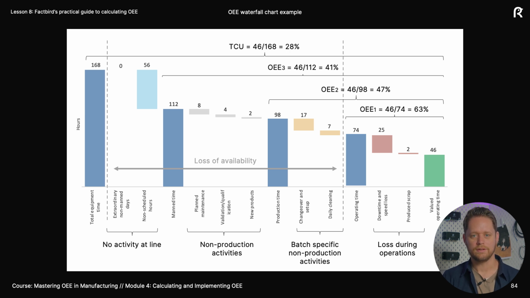So here we can clearly see how stops take away from our total equipment time potential, leaving us with 46 hours of valued operating time. We also have a more granular view of OEE. You can see here that OEE1 is 63%. In most cases, factory floors are looking to have OEE1 around 75 to 80%, so this is low and something that needs to be addressed.